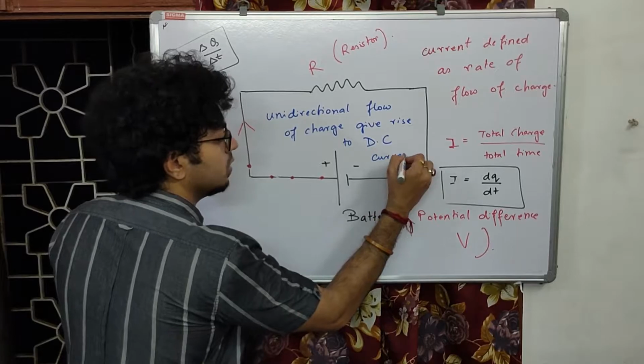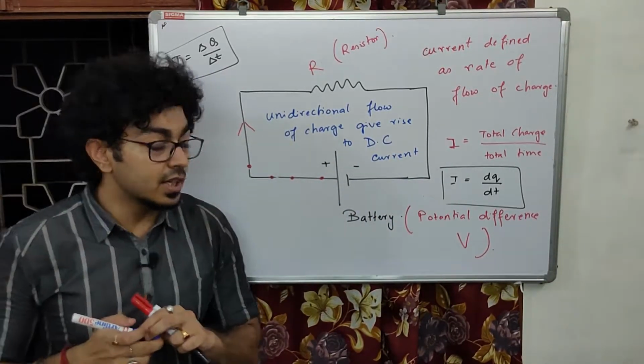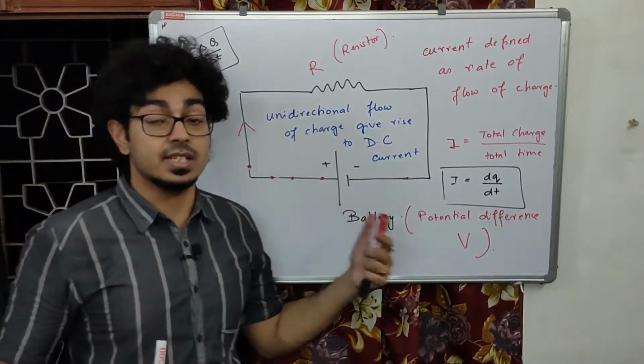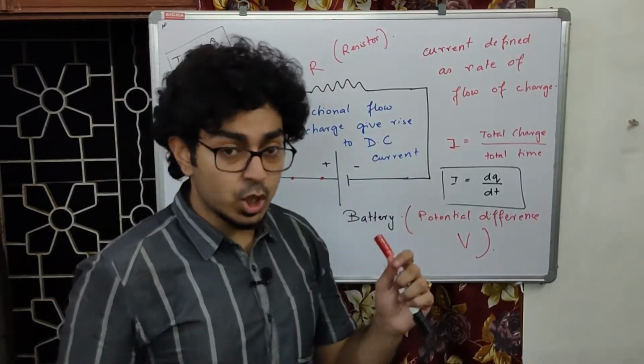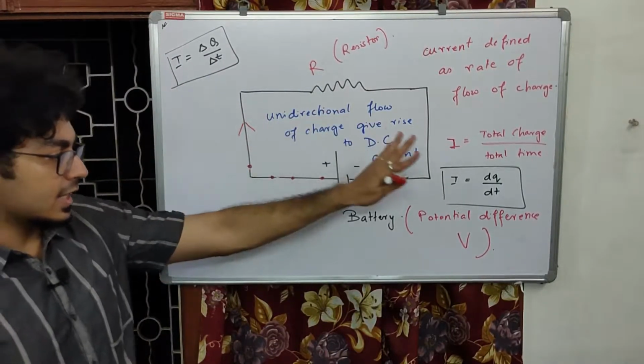DC current. I told you current is of two types. One is DC current and another is AC current. So here you see this unidirectional flow of charge gives rise to DC current. So we have to understand a bit of knowledge about DC current, right? So this is what is happening in a circuit.